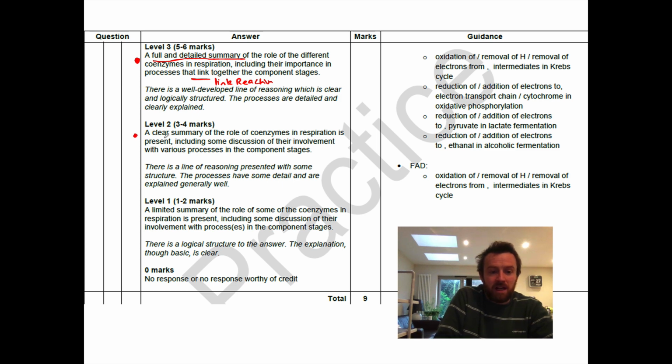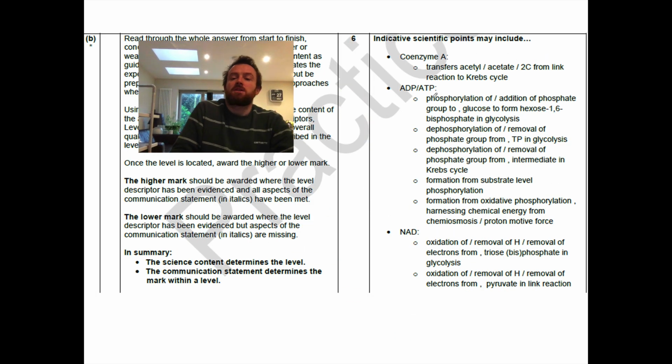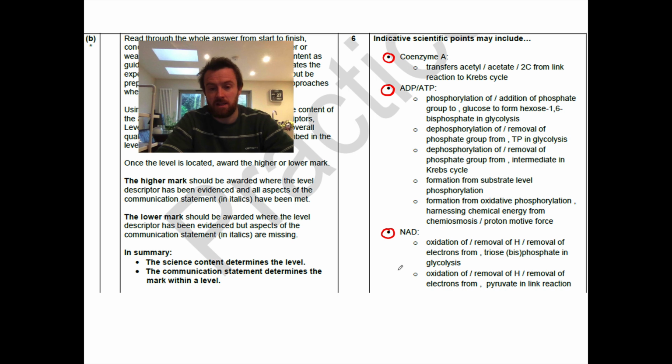So for 3 or 4, you need a clear summary, some discussion of their involvement with various processes, but you haven't really talked about it all. And level 1 or 2 is a limited summary. So let's look at the actual points that you can say. Okay, I'm going to go back a slide. So first of all, for coenzyme A, here's the stuff you could say for that. For ADP and ATP, you could say all this stuff. And for NAD, you could say this stuff, and there's more on the next slide. Okay, if you need to pause there and mark your answer using that criteria, then go.